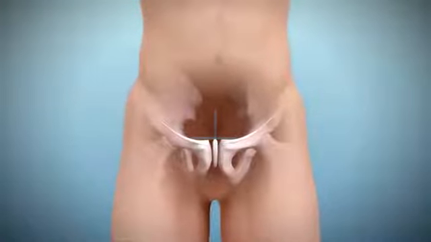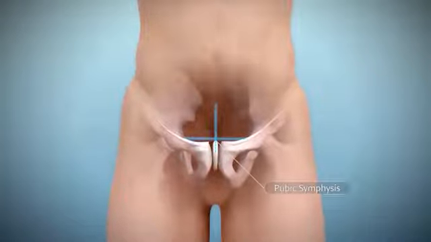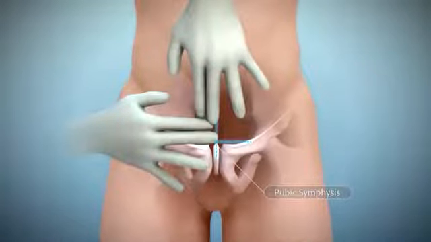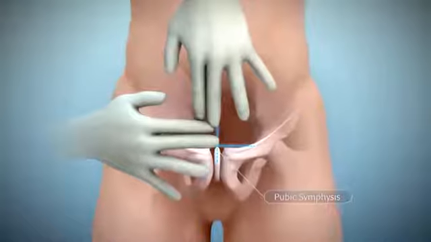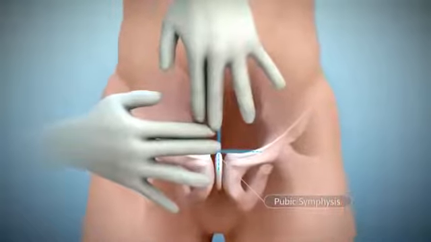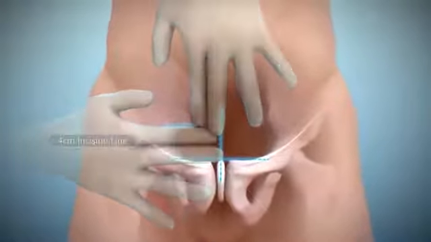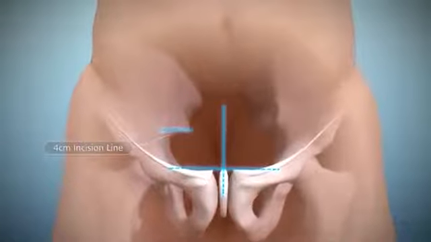The first step selects the incision site. Two straight lines are drawn superior and lateral from the midpoint of the pubic symphysis. The index and middle fingers are then placed against each line, and a 4 cm horizontal incision is marked from the intersection point of the index fingers.